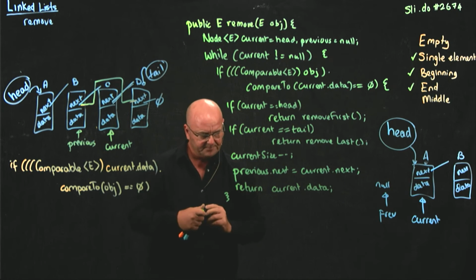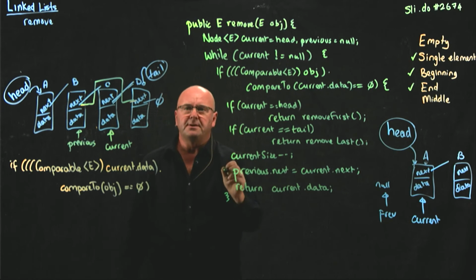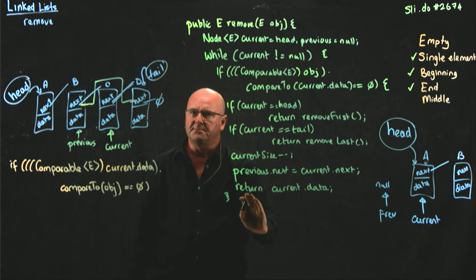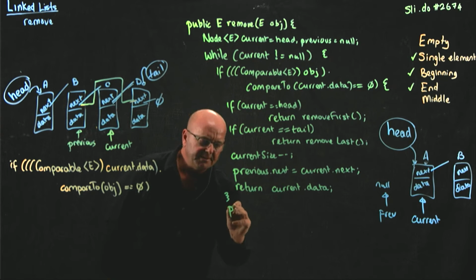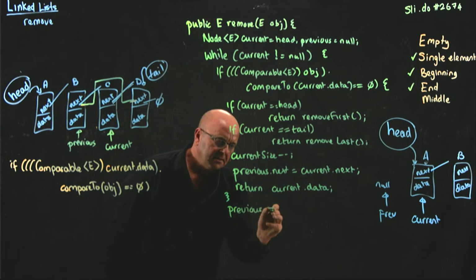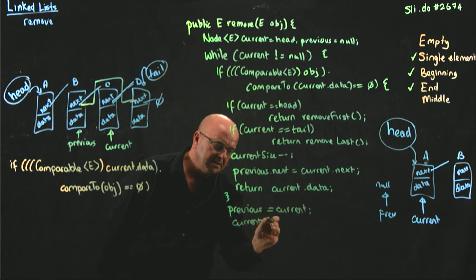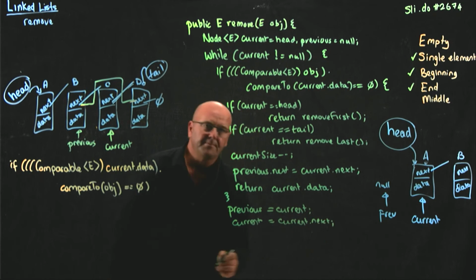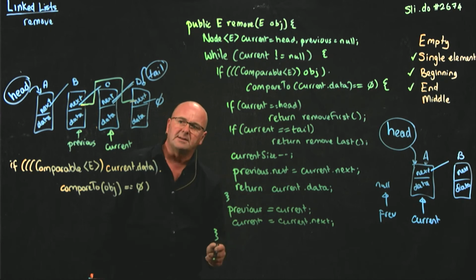Okay. So if we found what we're looking for, we check to see if it's the first thing, if it's the last thing. Otherwise, it must be in the middle. We delete it. If we're not what we're looking for, we just set previous is equal to current, and current is equal to current dot next. That just takes us through the loop.